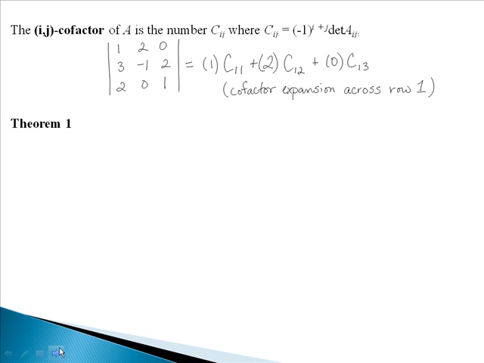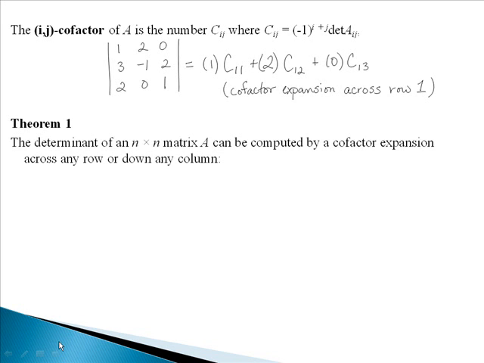So now let's look at a theorem. This is theorem 1 from this chapter. The determinant of an n by n matrix A can be computed by a cofactor expansion across any row or down any column. So defining this ij cofactor, now we can look at another way to find our determinants instead of just the definition we previously looked at.